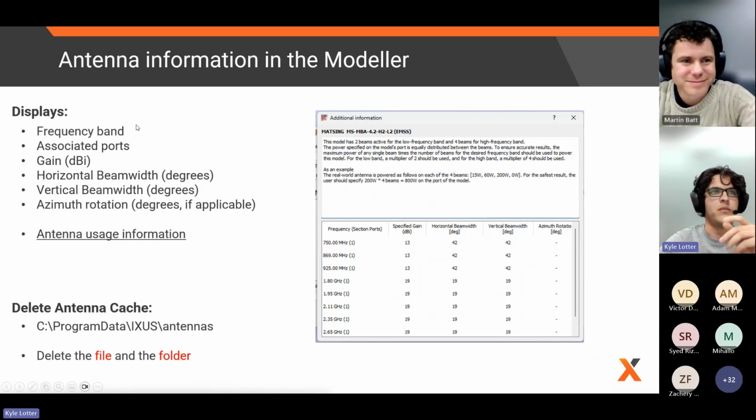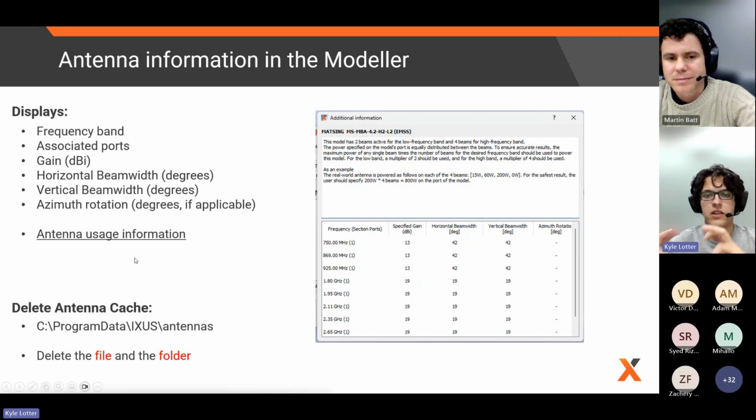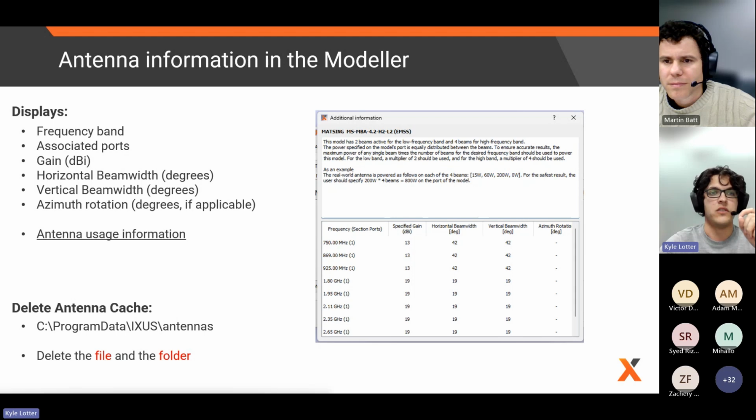As well as things like the frequency bands, the associated ports, gain, horizontal beam width. For this to take effect, you will need to clear your antenna cache. So you have a local antenna cache that the modeler uses that is updated every time you touch base with the manager, but it will need to refresh the entire thing. And so to do that on the local side, you're going to need to go to program data, IXUS antennas, and delete both the file and the folder there. You might not see this file path, so you can't necessarily click your way there if hidden files are hidden on your operating system. So you might have to copy paste this path to get there.